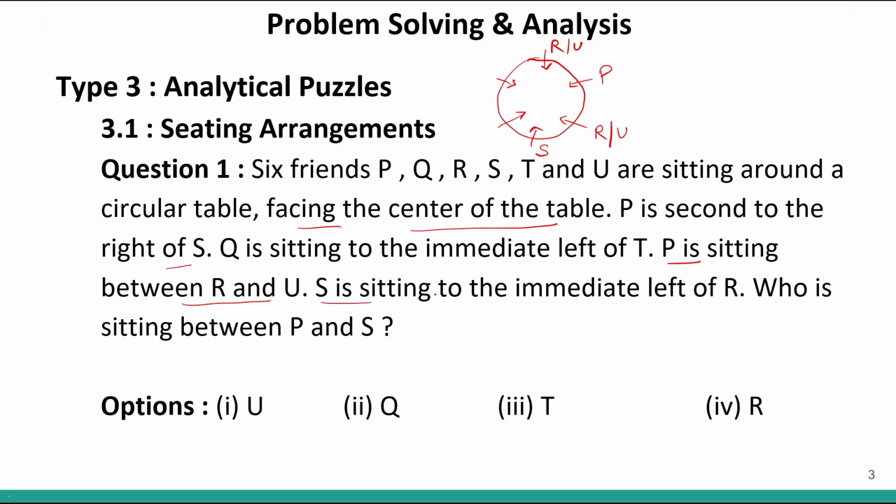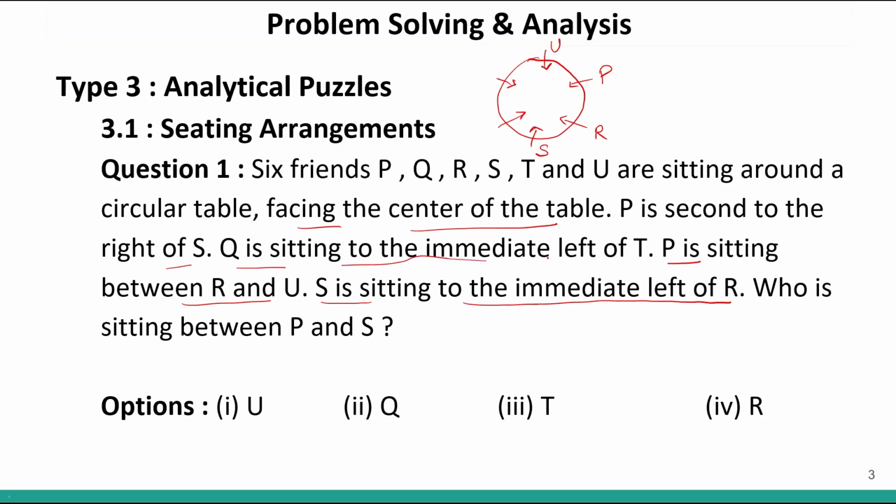Now, S is sitting to the immediate left of R. So if R sits here, S will be immediate left, correct? So U will sit over here. Now, then Q is sitting, we'll come back to this statement.